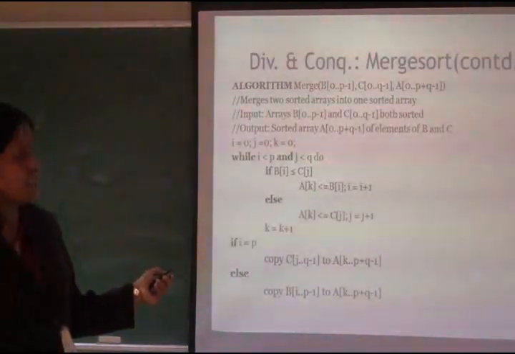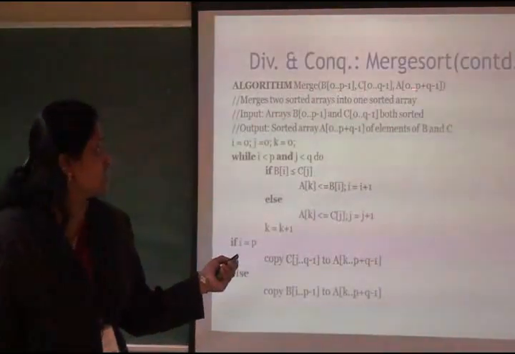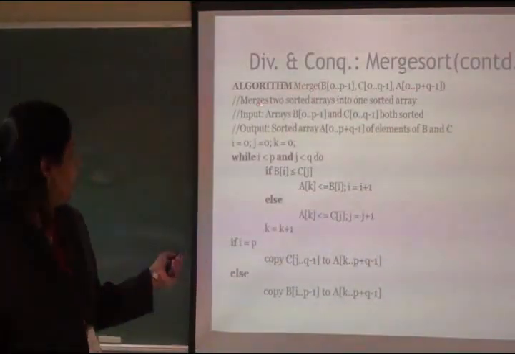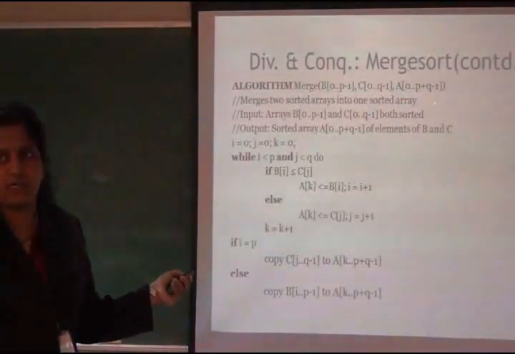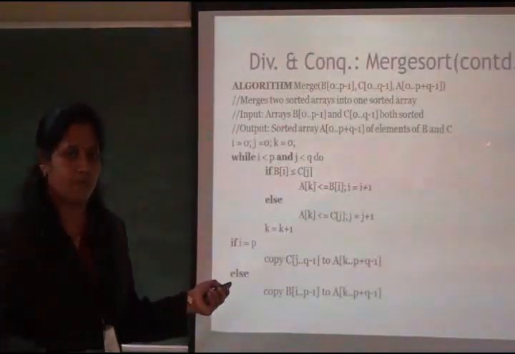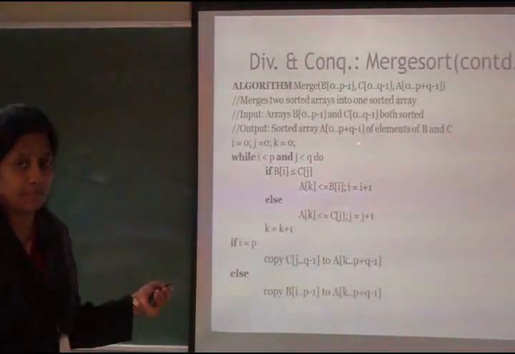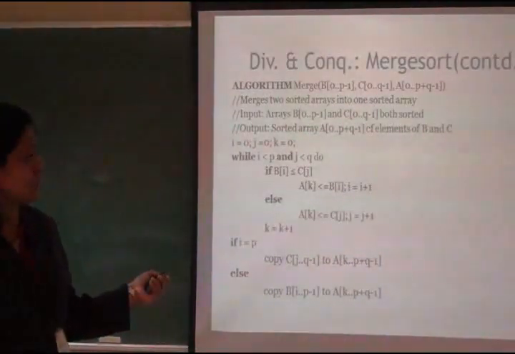There are two arrays, B and C. Both are sorted arrays. You have to just merge them into the third array. Sorted array means B is sorted in one way and C is sorted another, but while merging you have to compare which is less, and you have to arrange into ascending or descending order as per the requirement. So input arrays B and C, and output is a sorted array.